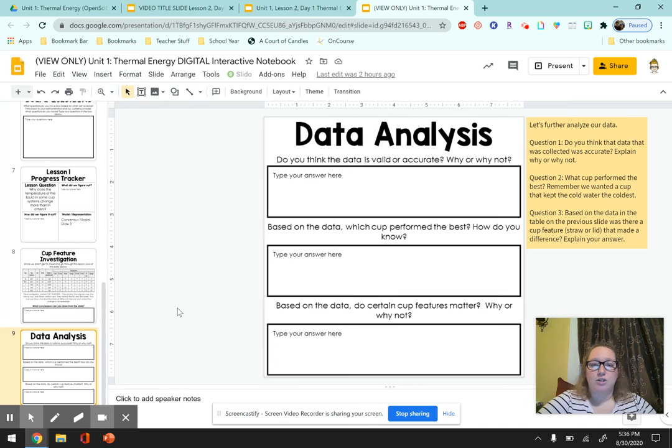And the last question, based on the data, do certain cup features matter? Why or why not? Look at that data. Does the lid matter? Does the straw matter? Do neither one of them matter? How do you know that? That's going back to that table again and finding evidence to support your answer. So pause here and finish slide 9.